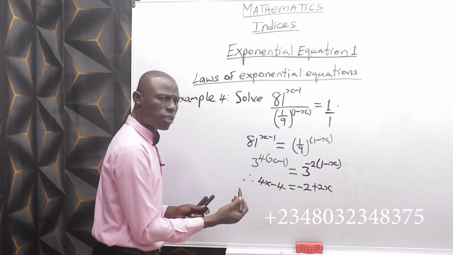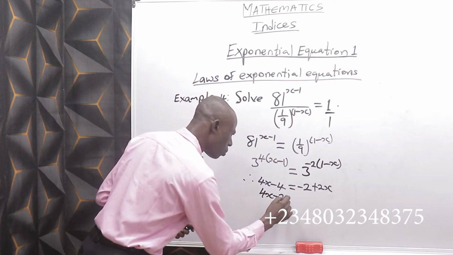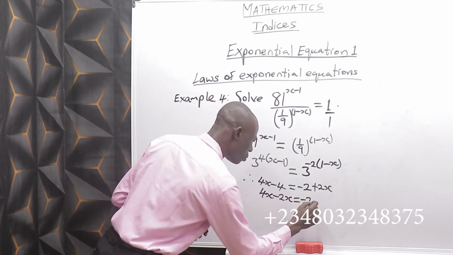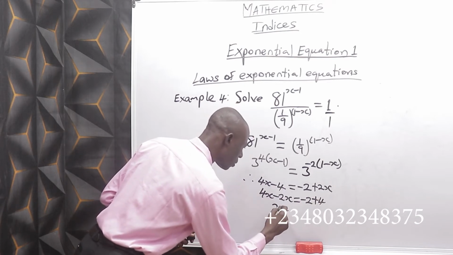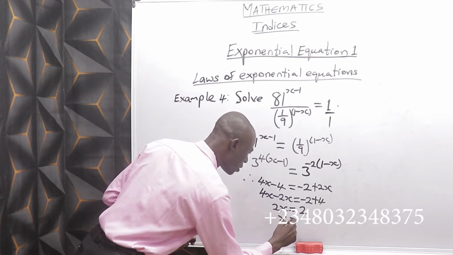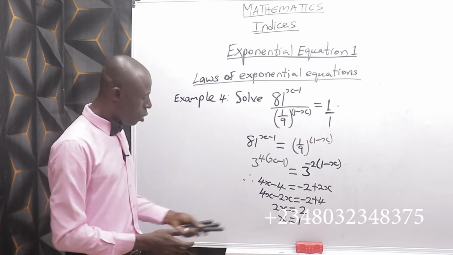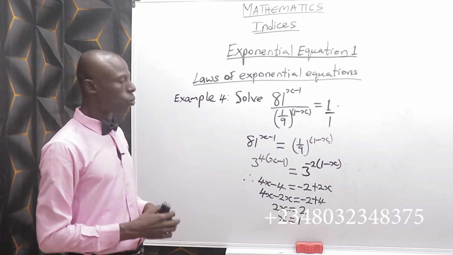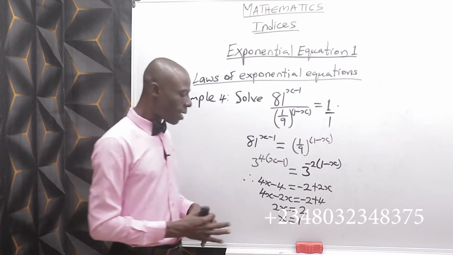So let's resolve this equation. We have 4x minus 2x equal minus 2 plus 4. So this is 2x is equal to positive 2. X is equal to 1 when you divide both sides by 2. Your answer is 1. X is equal to 1. That's the end of that. You can see how straightforward it could be.